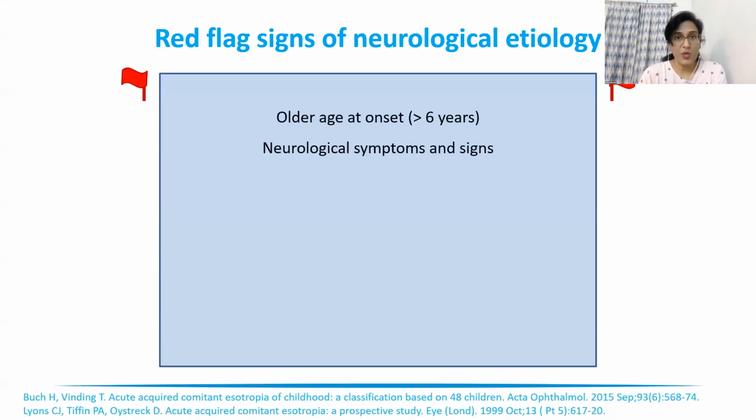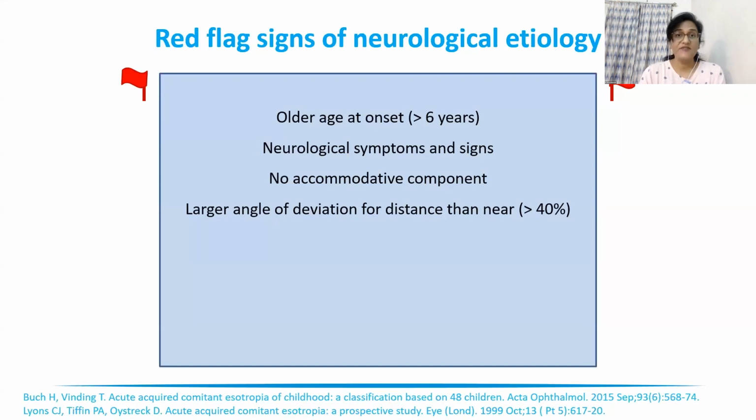One of the most important ones is that neurological cases usually have an older age at onset. They usually present after 5 or 6 years of age. They have neurological signs and symptoms in many cases. So if such a sign or symptom is present in your patient, then you have to neuroimage. Usually, neurological type of acute acquired esotropia does not have an accommodative component.